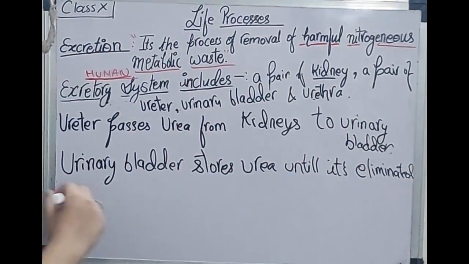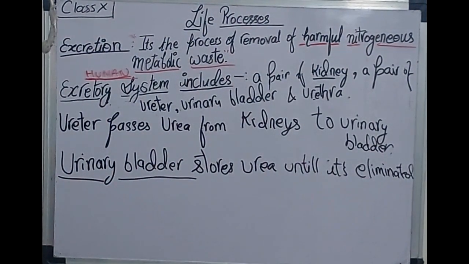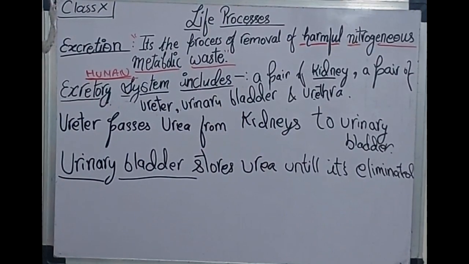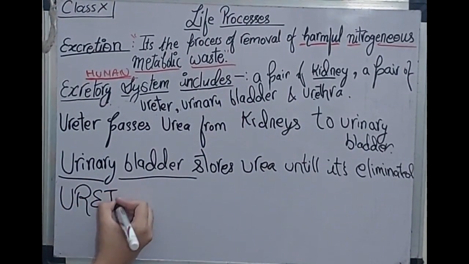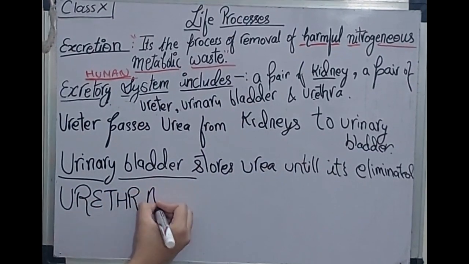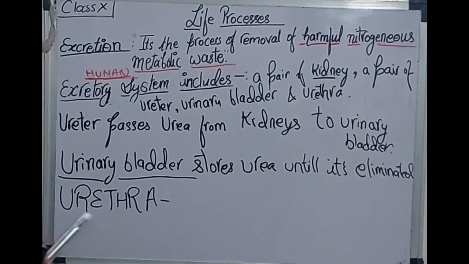तो जब तक हमारी बॉडी से एलिमिनेट नहीं हो जाता है यूरिया, it is stored in urinary bladder. ठीक है, and lastly, urethra. Urethra is the organ from where, you can just write it down.